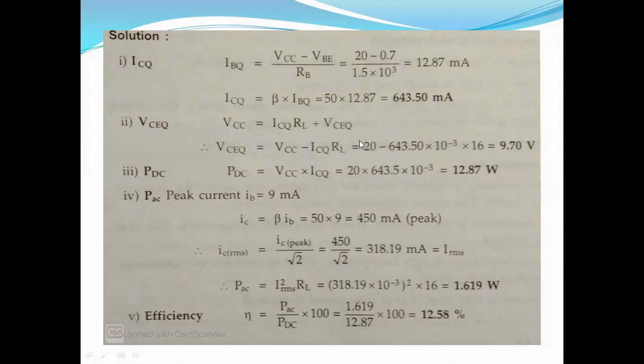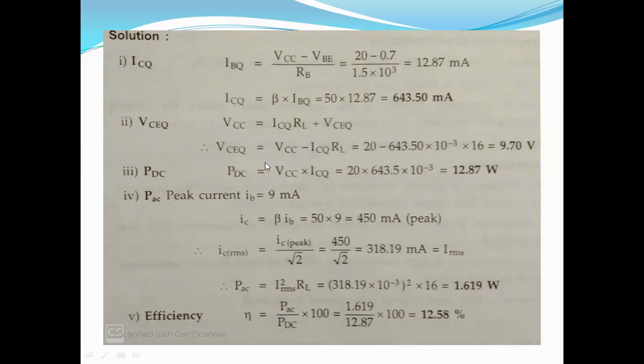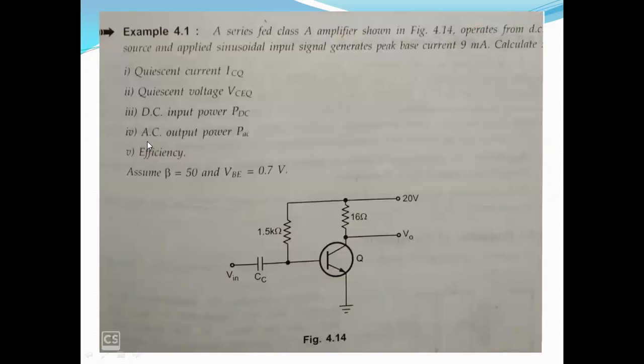Next, third bit. What is the third bit? The third bit is the DC input power. What is DC power for a class A series fed amplifier? PDC is equal to DC voltage into DC current. That is VCC, the DC voltage, into the current ICQ. VCC is 20 and ICQ is 643.5 milliamps. That is 12.87 watts. This is the DC power. And what is the AC power? That is the next bit, the fourth bit.